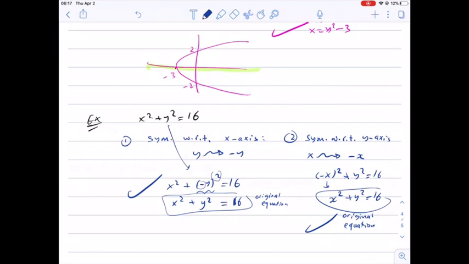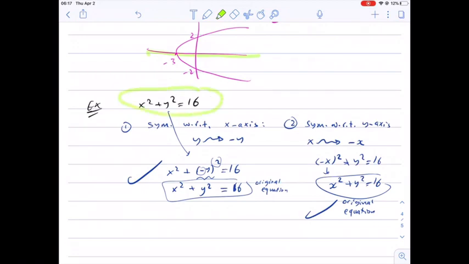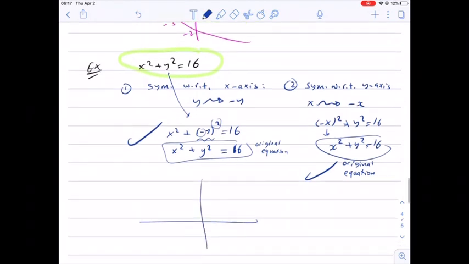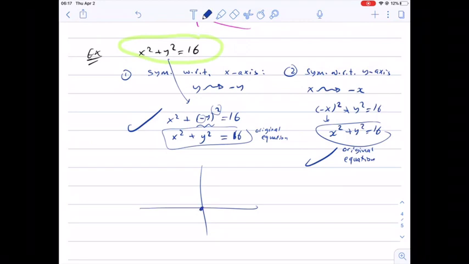So since this is the original equation, that means yes, we have symmetry with respect to the y-axis. And actually, if we look at this equation, sorry, this is not a function, this is just an equation or relation. The graph looks like this. This is a circle with the origin (0, 0) and radius 4. So 4, negative 4, 4, negative 4. It's a circle with radius 4, and as we can see, this is symmetric about the x-axis, and this is symmetric about the y-axis.